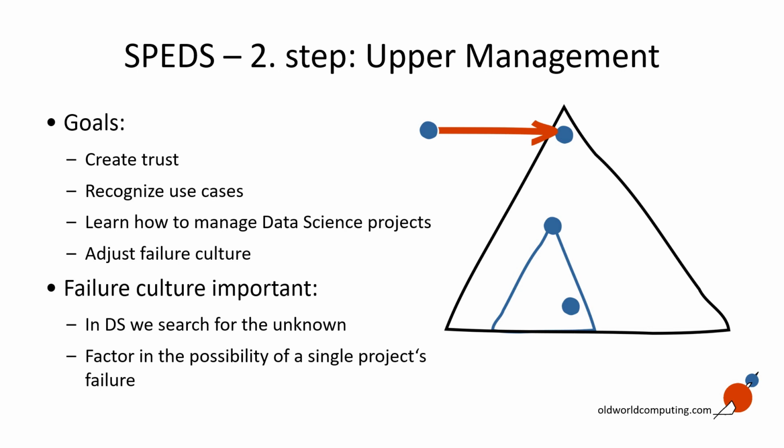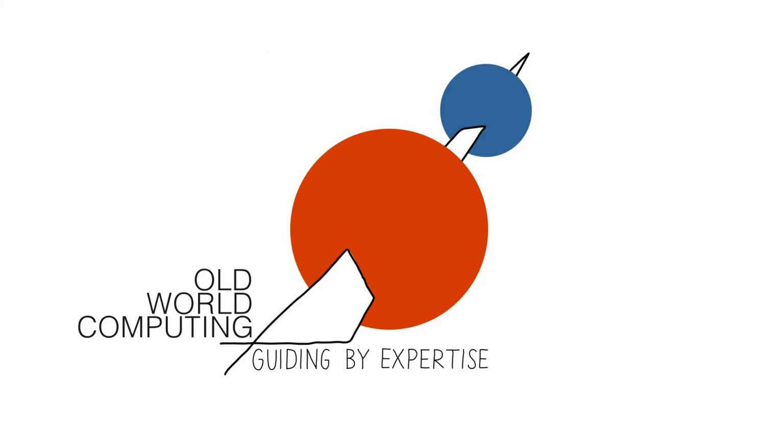All in all, the involvement of the upper management is essential for the success of the whole process. And if the management has at least a basic understanding of data science, they can not only better see how it can have a positive impact on the organization, but also make better decisions and manage the projects more efficiently.